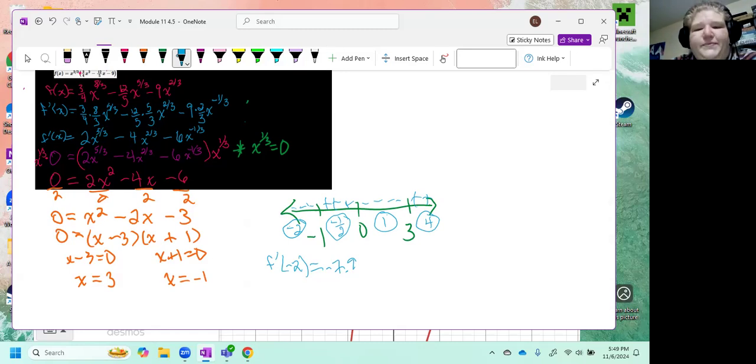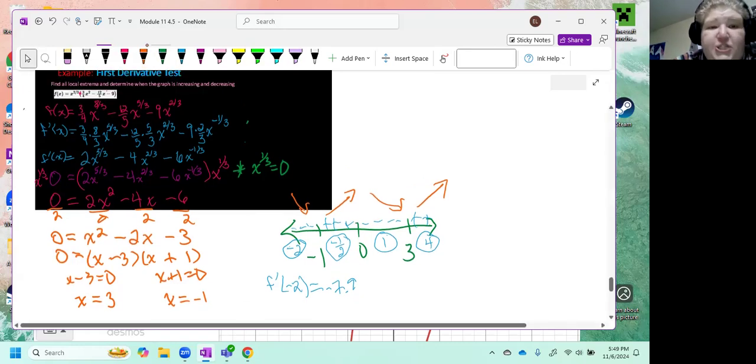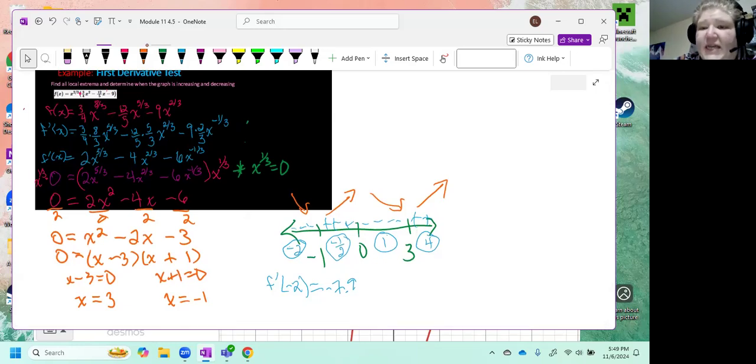Okay. So what we have is the graph is decreasing, and then it's increasing, and then it's decreasing, and then it's increasing. So from our test values, we're seeing a local minimum, then a local max, then a local min. So answering our question: find all local extrema and determine when the graph is increasing and decreasing.